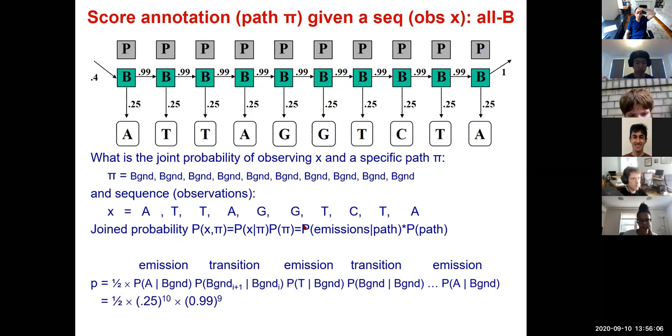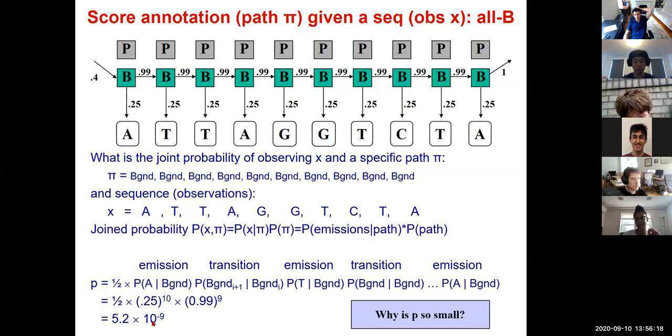So that probability, which the whole class is like 95% confident is more likely to be background than promoter, gives us 5.2 times 10 to the minus 9. This is ridiculously small. Why is it so small? You can type in the chat window or raise your hand. Why is the probability of observing all promoter given that particular path so small?